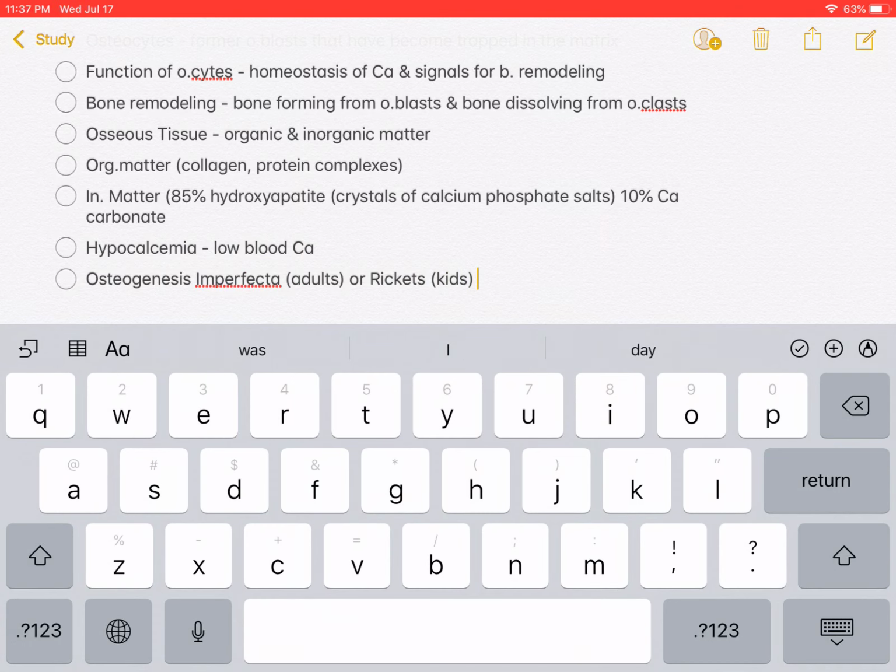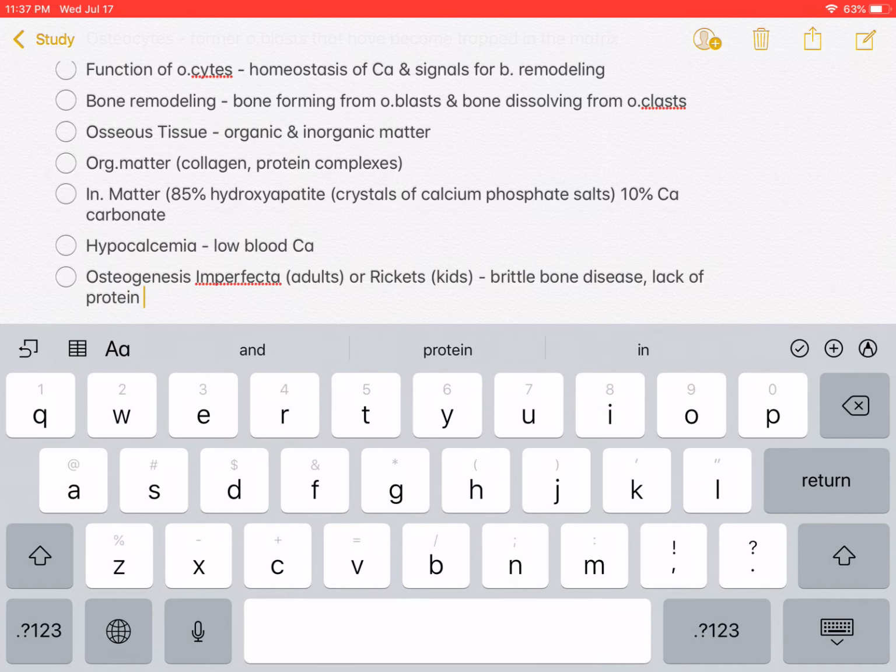So these are actually brittle bone disease. It's a lack of protein and collagen, okay? So when asked if there's any difference, just say no. We just call it rickets when we're referring to kids. We refer to it as osteogenesis imperfecta when we're referring to adults. So brittle bone disease. This is your flashcard, okay? If you have to go a little deeper, it's lack of protein and collagen.